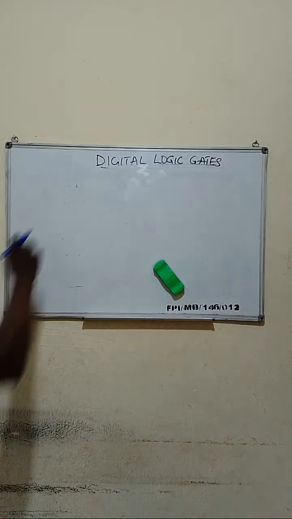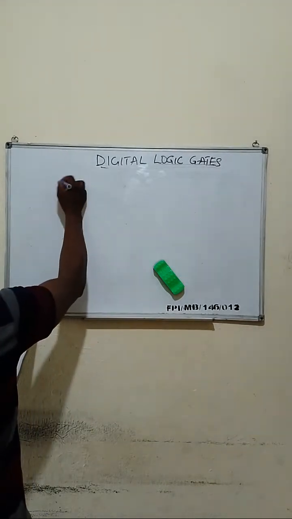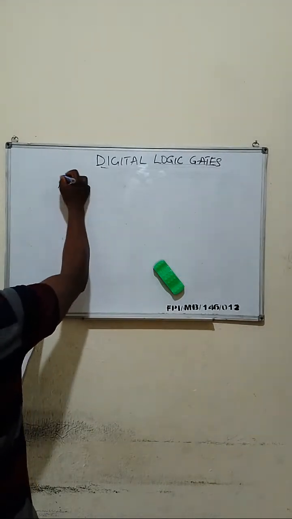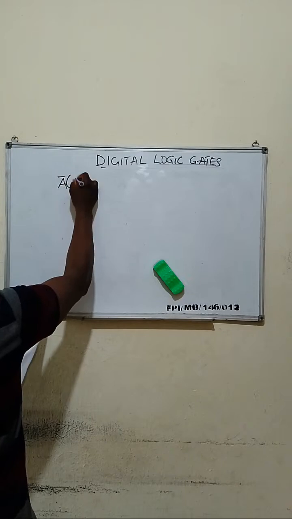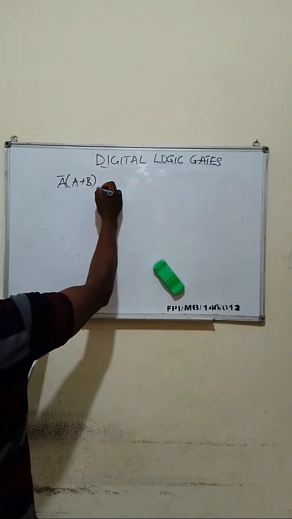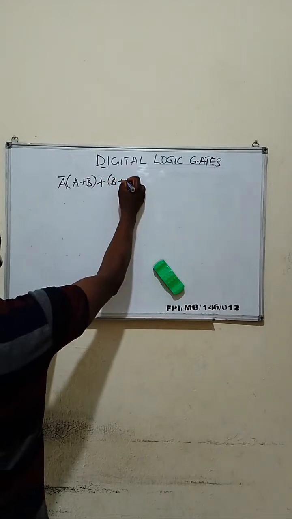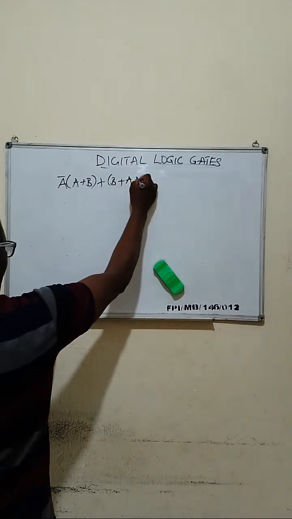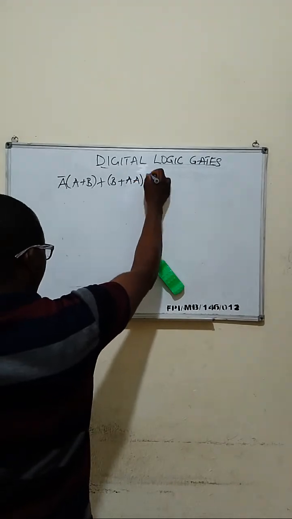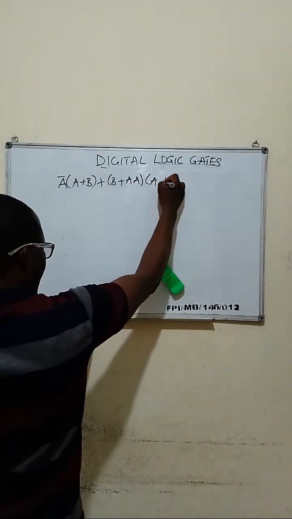We are to simplify A bar into A plus B plus B plus AA into A plus B bar.